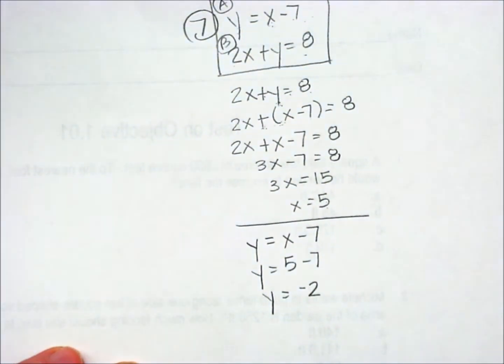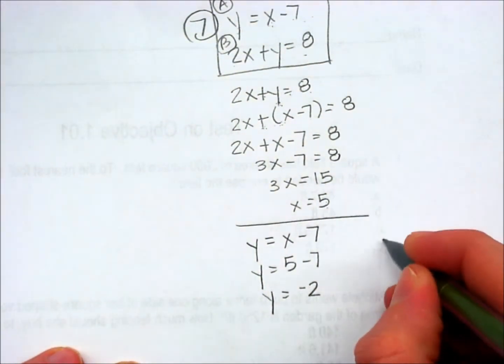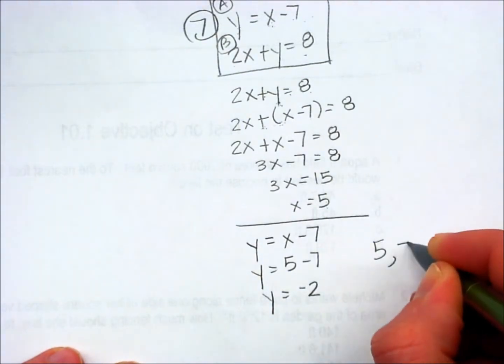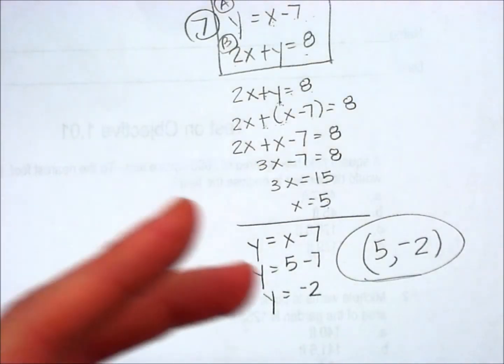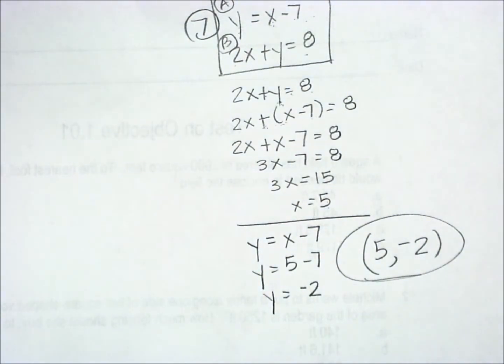So the solution to this system would be the ordered pair. Remember, x coordinate goes first. 5, negative 2. Be careful that you don't say that the ordered pair is negative 2, 5, because that would be wrong.